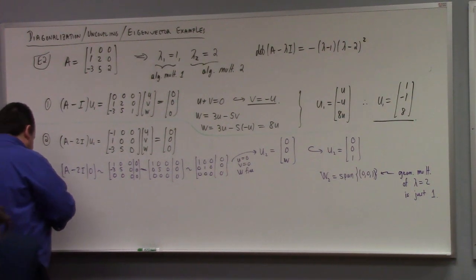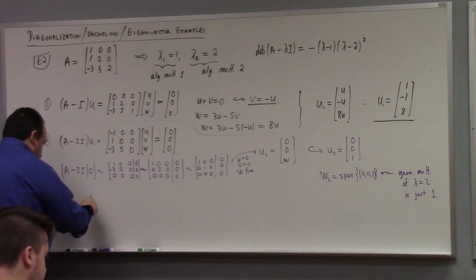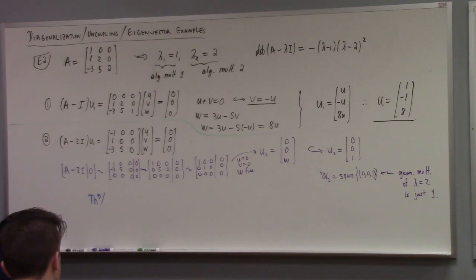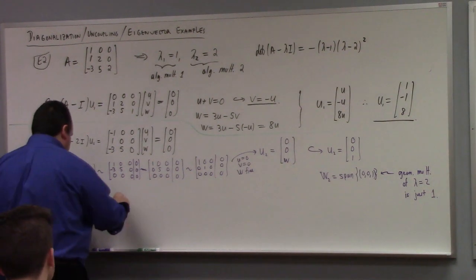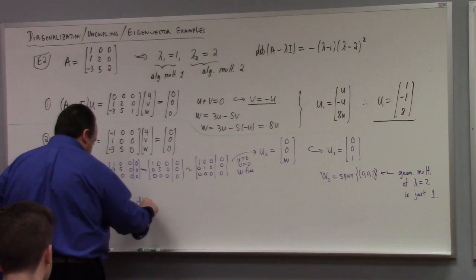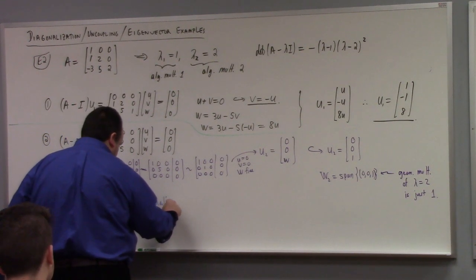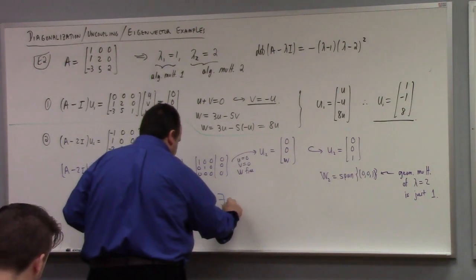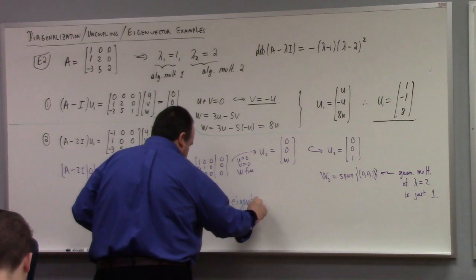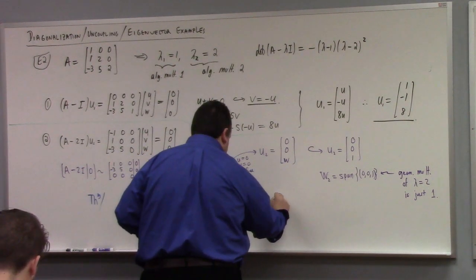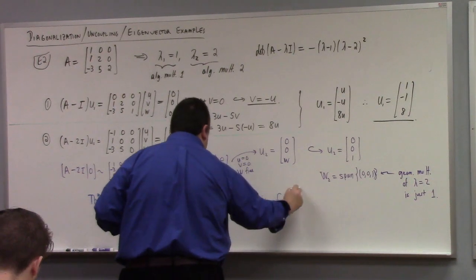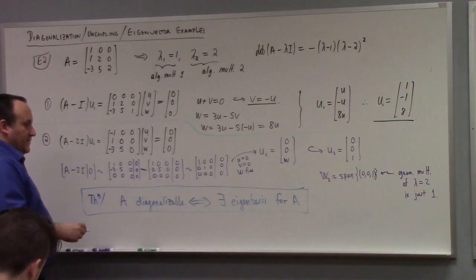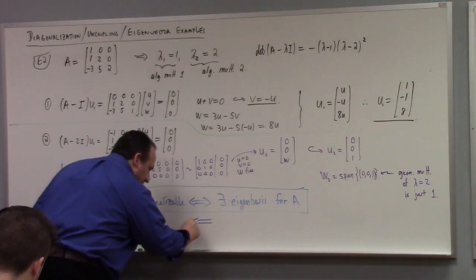There's a theorem, which is this. And I think this is the theorem I just told Emma, well, in a different language. So here it is. A is diagonalizable if and only if there exists an eigenbasis for A. So we did this, start of class.